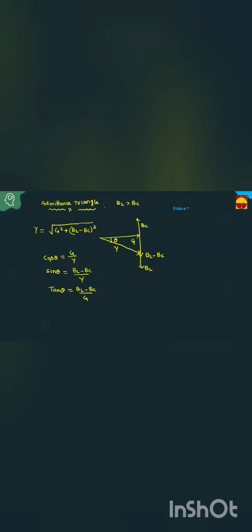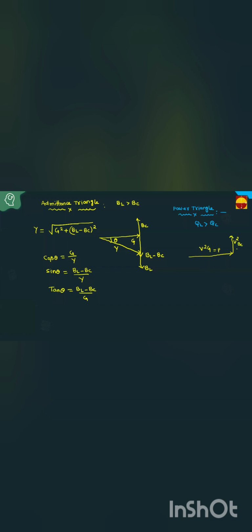Power triangle. Then let QL be greater than QC. If QL is greater than QC, then I'm directly writing it, or otherwise, if you want, draw the complete diagram also. I'm drawing the complete diagram. Multiply by V square into G, this is V square into G, which is equal to P. And this is V square into BC.